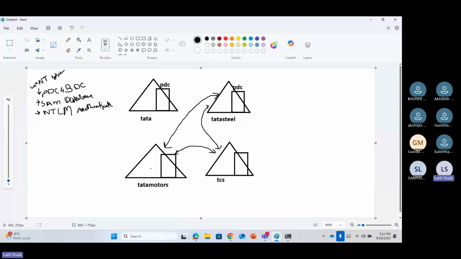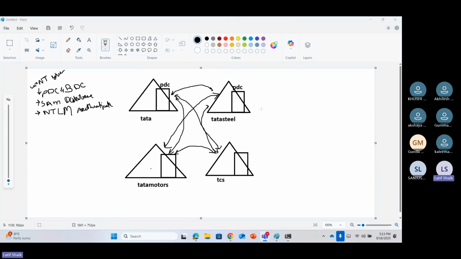Okay, so the TCS person wants to log into Tata Steel. So what happened? Again, another trust relationship. Again, the main person is this one, right? Tata wants to access information from any of these domains. Again, a new trust relationship has to be created, because these are individual domains and there is no relationship, and we have to create a relationship by creating a trusted relationship. This is the old NT-time architecture.